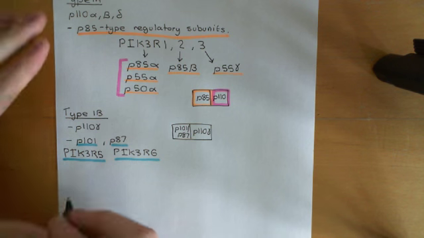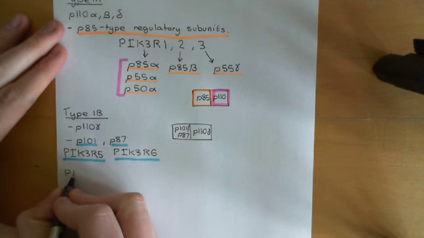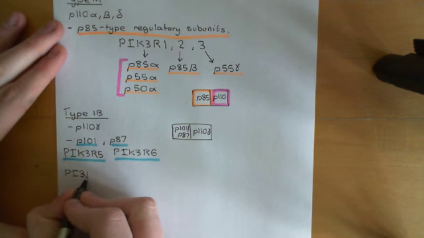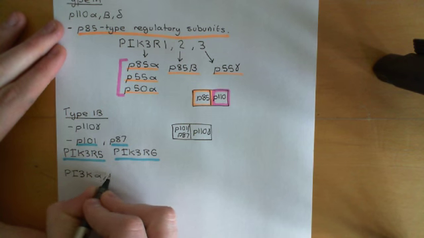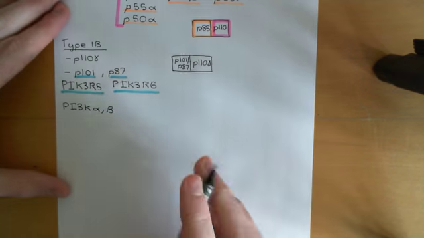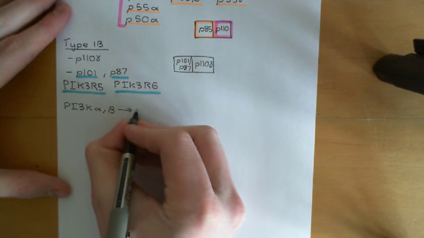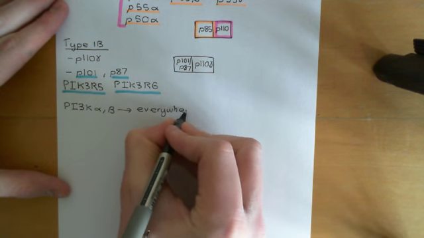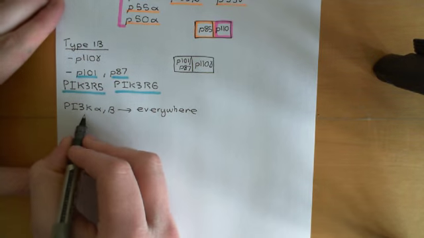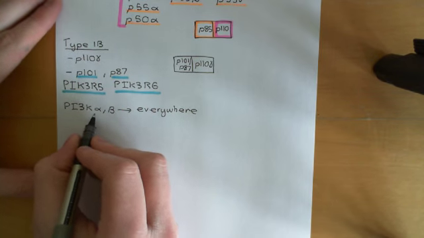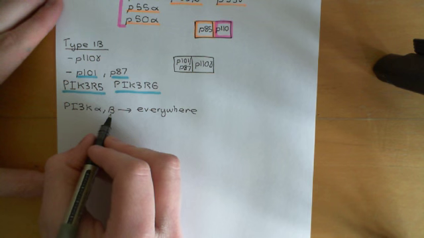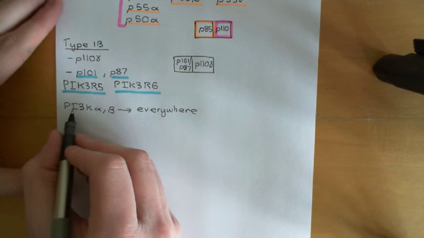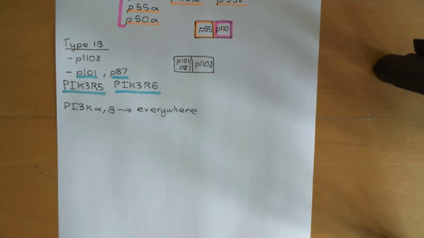Basically, you find PI3 kinase alpha and PI3 kinase beta type 1 PI3 kinases all over the body. So these are expressed pretty much everywhere. In all cells of the body, you're going to find PI3 kinase enzymes where the catalytic subunit is P110 alpha or P110 beta, and the regulatory subunit is therefore a P85 type regulatory subunit.